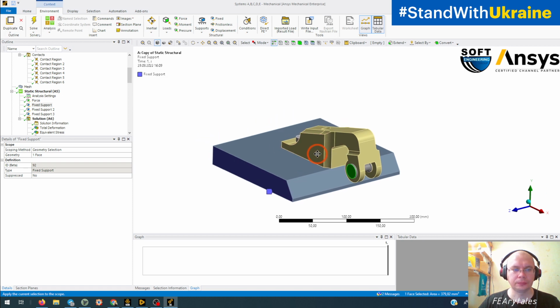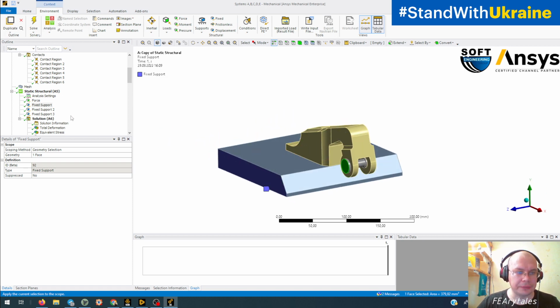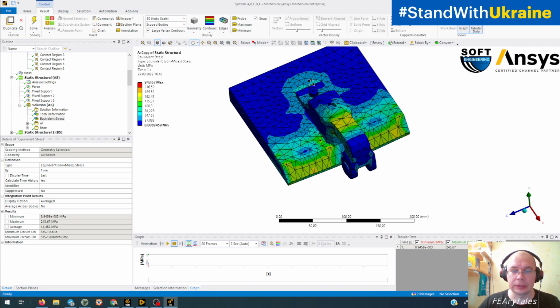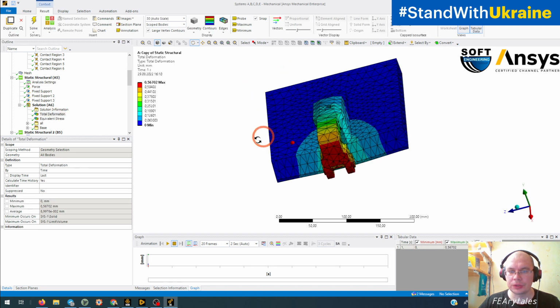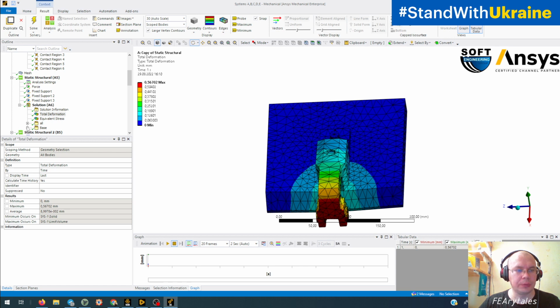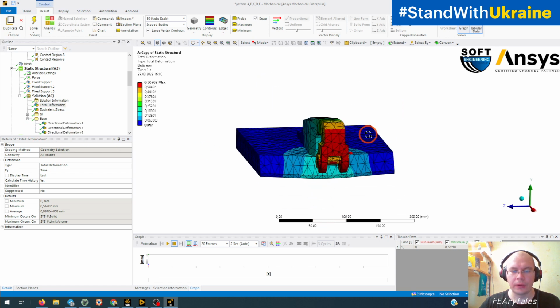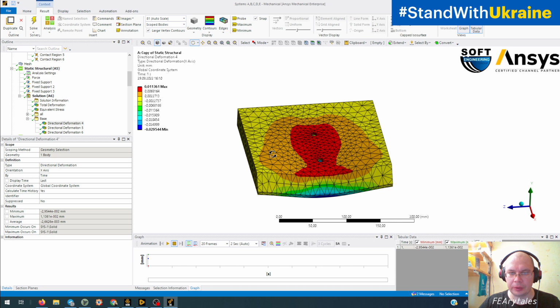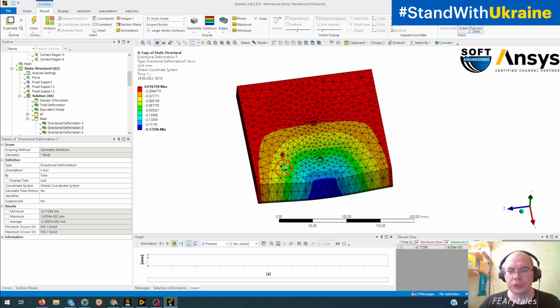So we have stresses, we have deformations. Deformations are fully symmetrical, stresses are fully symmetrical, and if we take a look at the behavior of only the base, we also will see fully symmetrical behavior for all three types of degrees of freedom, for X, Y, and Z.